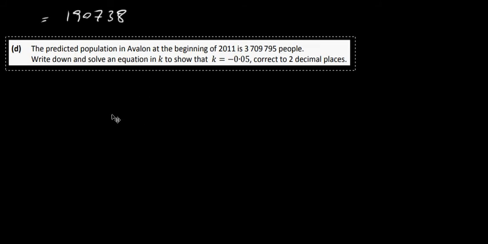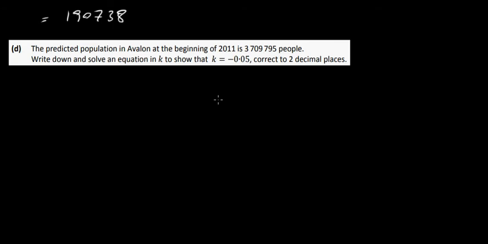So the predicted population in Avalon at the beginning of 2011 is 3709795 people. Write down and solve the equation in k to show that k is equal to minus 0.05. So they're giving us the answer. We've got to work out where this answer has come from. So let's just write the function down first for Avalon.